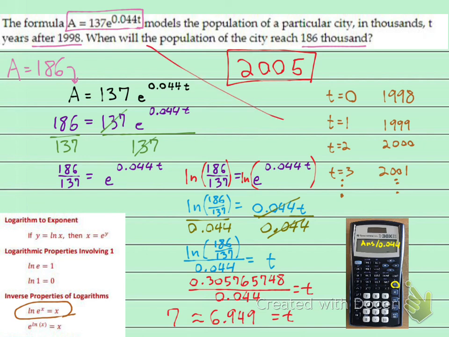So the population of the city is starting at 137, and after about 7 years, it's going to be 186. I will believe that. That is very believable. Always check to make sure that these word problems make sense. A good word problem should always make sense and give you no reason to reject that. And that's it, 2005.